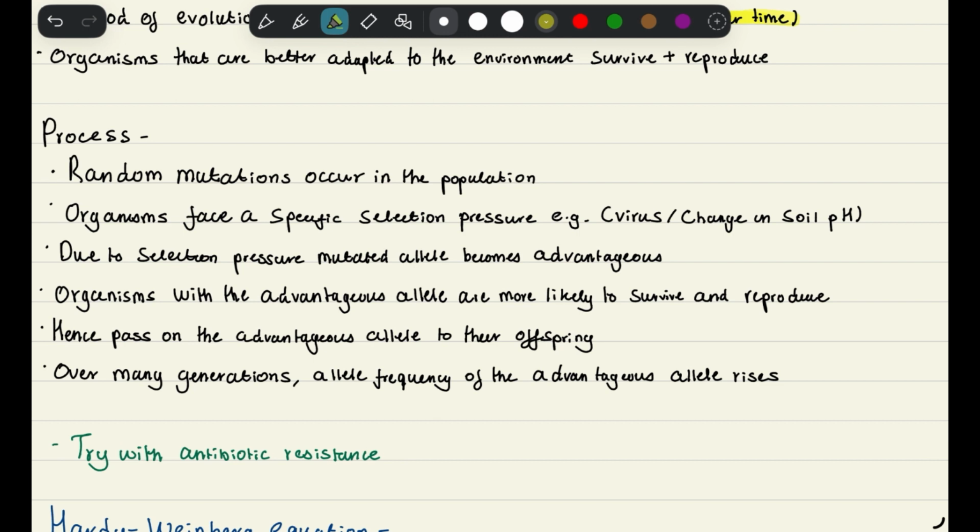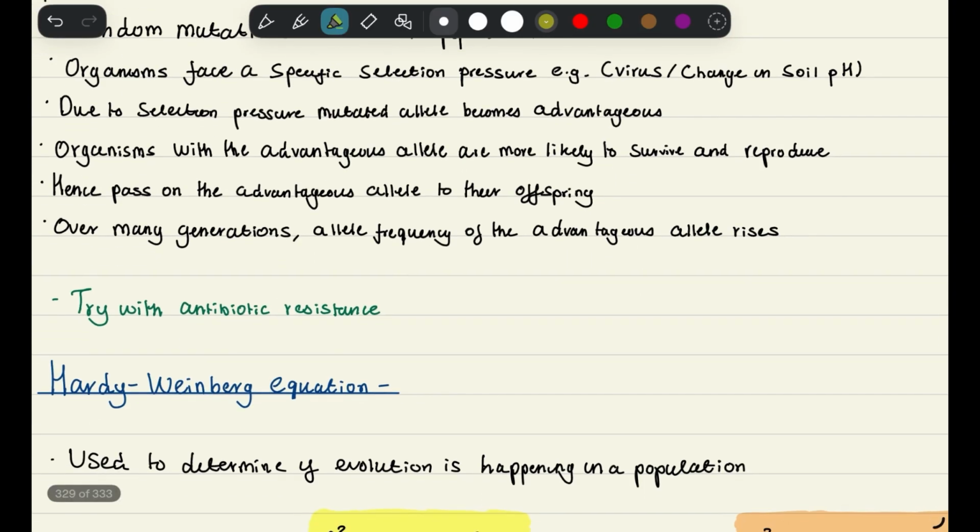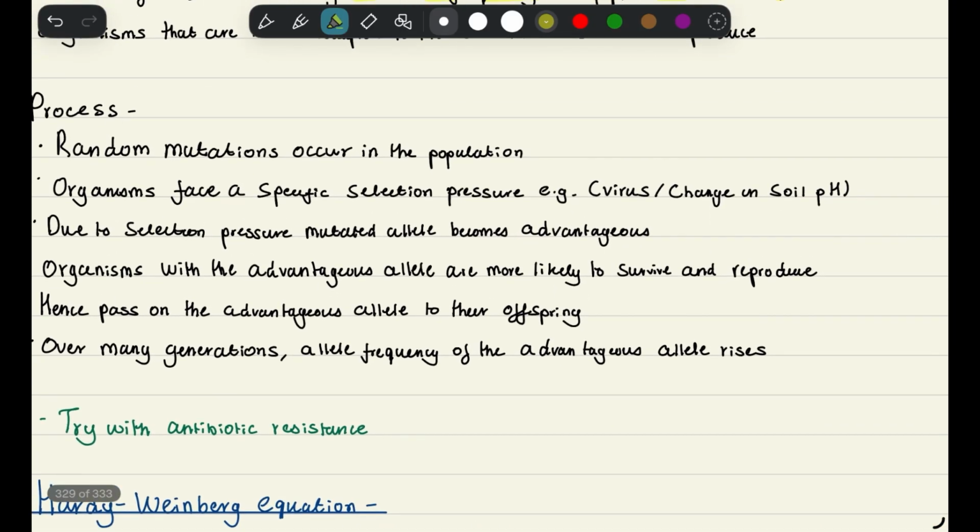Because that allele is now advantageous because of the selection pressure. Cool. Organisms with the advantageous alleles survive and reproduce, passing on the advantageous allele to their offspring. And that means over many generations, more of the organisms are going to have that allele, right? So the allele frequency of the advantageous allele is going to go up. So in the population, it's just more common. Cool. That is the process of evolution by natural selection.